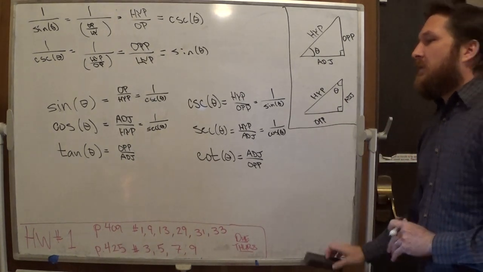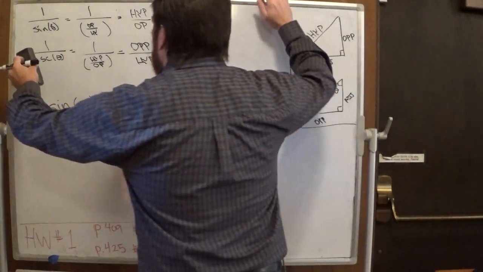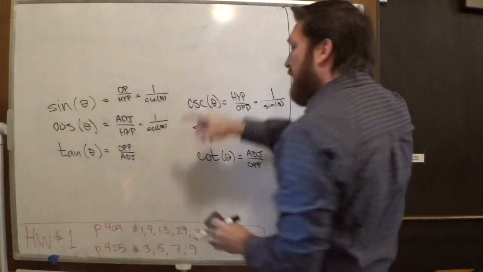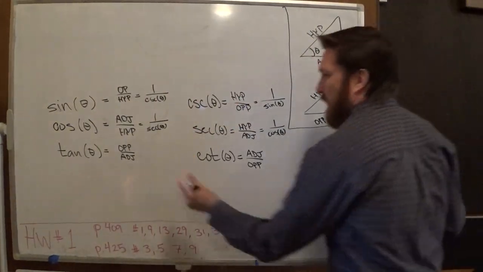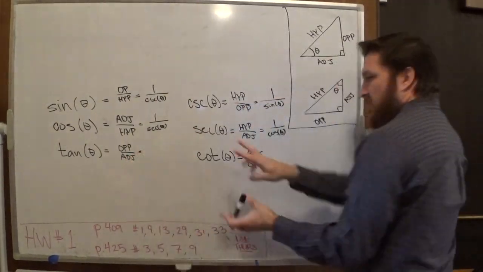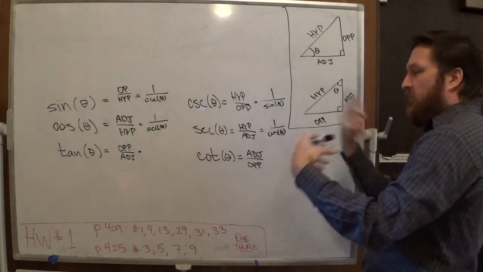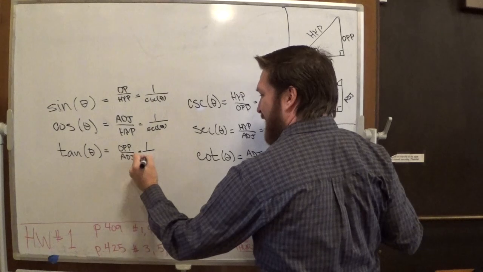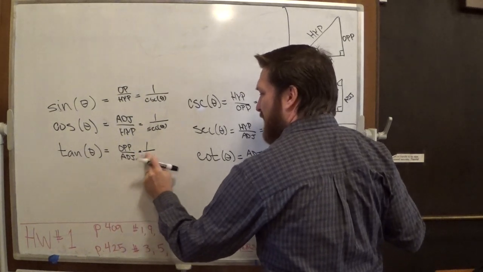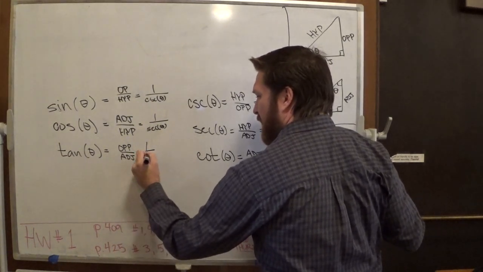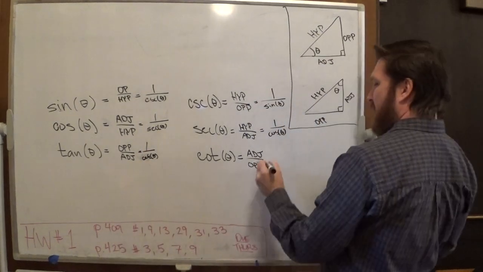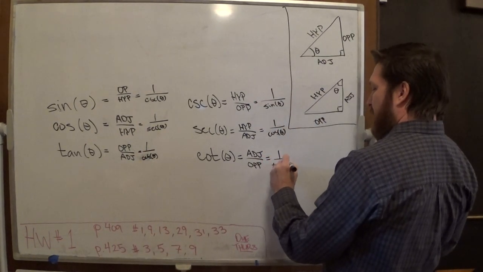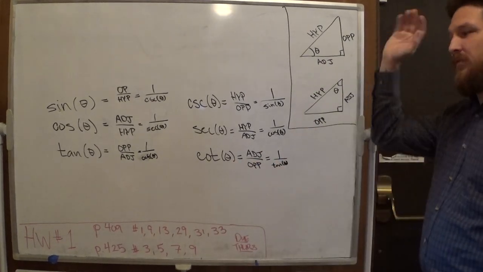Okay? Now, check this out. This is really cool. Watch. So, ditto, I could just go ahead and do this. Same thing here, since these are reciprocals of each other, then they're reciprocals of each other. So 1 over cotan theta is the same thing as tan theta. And so cotan theta is the same thing as 1 over tan theta by the same reasoning as before.